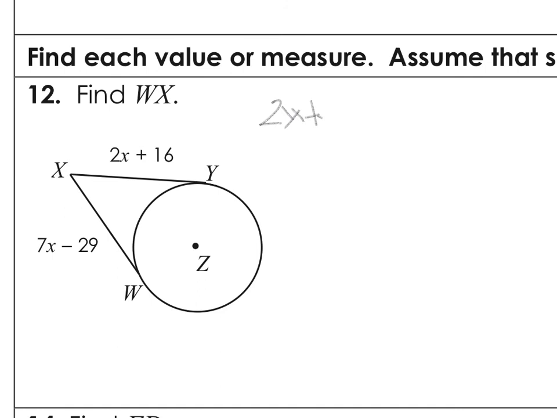Let me fix that. Oh, geez, that's terrible. So 2x plus 16 equals the 7x minus 29. So you're going to solve for x, and then simply they want to find WX. So they want to know this one. So whatever you get for x, plug it into 7 times that number minus 29. And you'll have the distance for that tangent. Okay? I hope this helps you out.